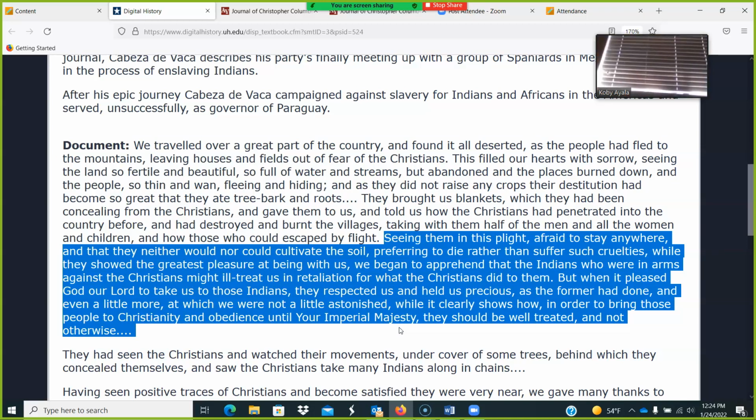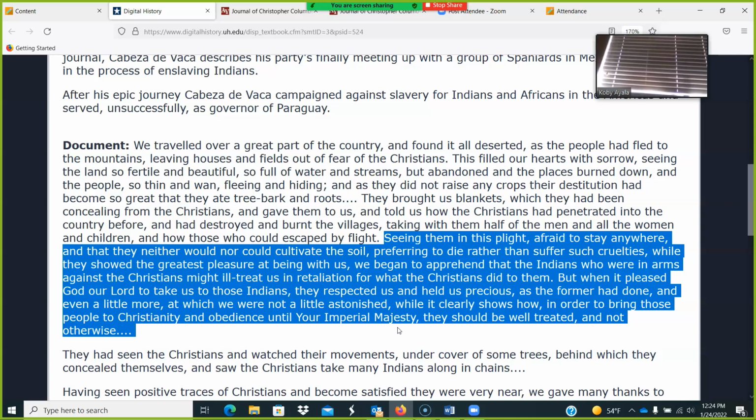Seeing them in this flight, afraid to stay anywhere, and they neither would nor could cultivate the soil, preferring to die rather than suffer such cruelties. While they showed the greatest pleasure at being with us, we began to apprehend that the Indians who were in arms against the Christians might ill-treat us in retaliation for what the Christians did to them.